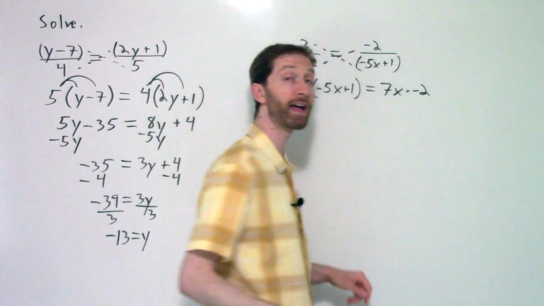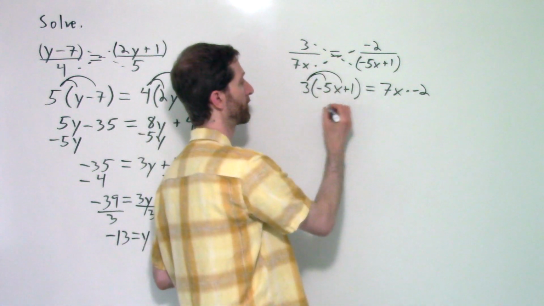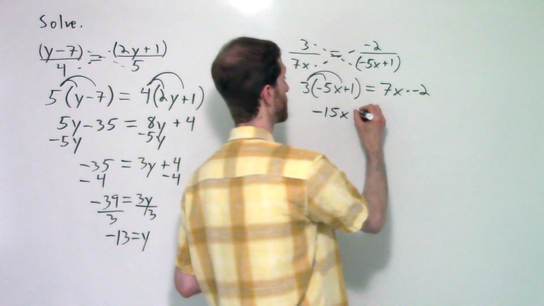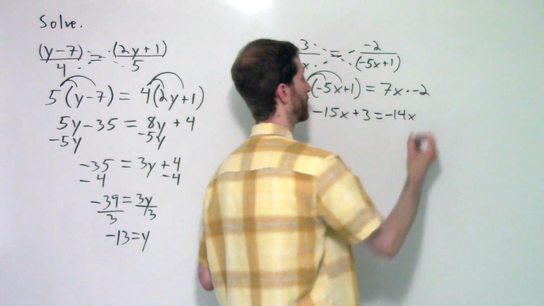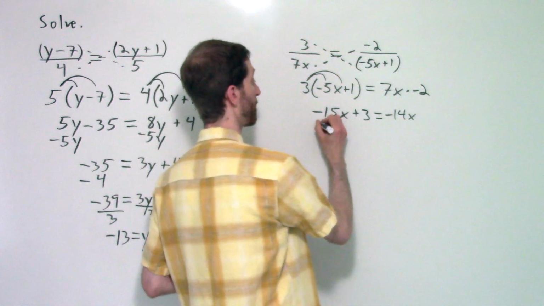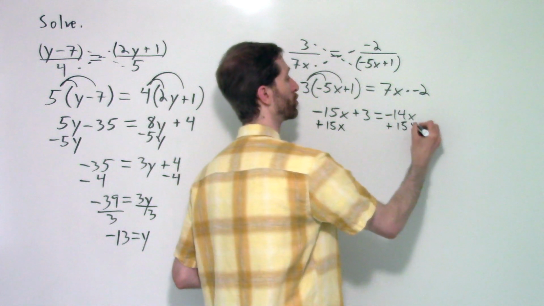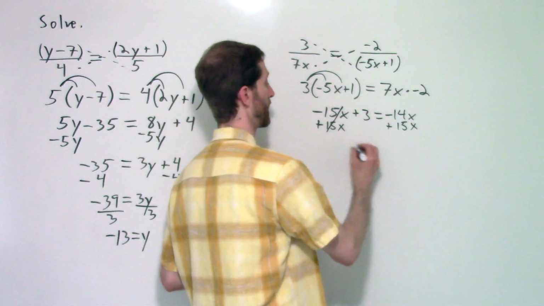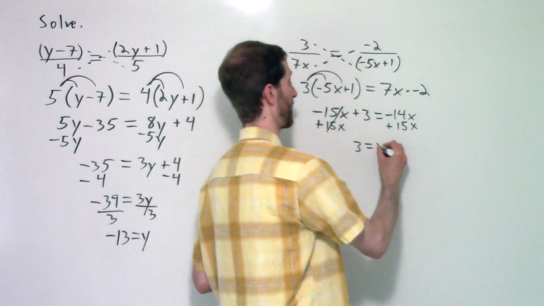And now we'll simplify and solve. Not so bad. So we'll distribute. 3 times negative 5x is negative 15x. 3 times positive 1 is positive 3. And this is negative 14x. So all we now need to do is isolate x. So I'll get negative 15x over there by adding 15x. Just a normal equation now that we're solving that you've gotten so good at, of course. So we add 15x to the negative 15x. They cancel out. You're left with 3 equals negative 14x plus 15x, which is x.